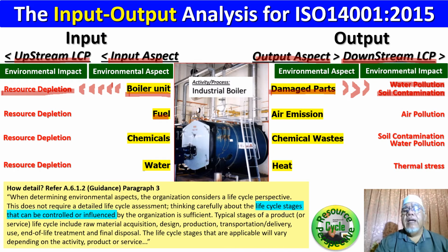You know all this. Air emissions, chemical waste as output. What does it cause? Heat. What does it cause? I have discussed in earlier videos. Please take a look. And chemicals, where are they from? All right, okay, and water.